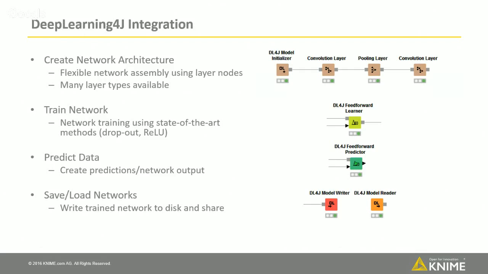So after the architecture is created, you need to train the network. This is done using a Deep Learning for J learner node. This node uses the previously created architecture and training data and performs training of the network using deep learning specific methods like, for example, dropout or rectified linear units. Then after the network is trained, you can use a predictor node, which takes in the trained architecture and training data, and this node appends output of the network to your table supplied at your input of the node.